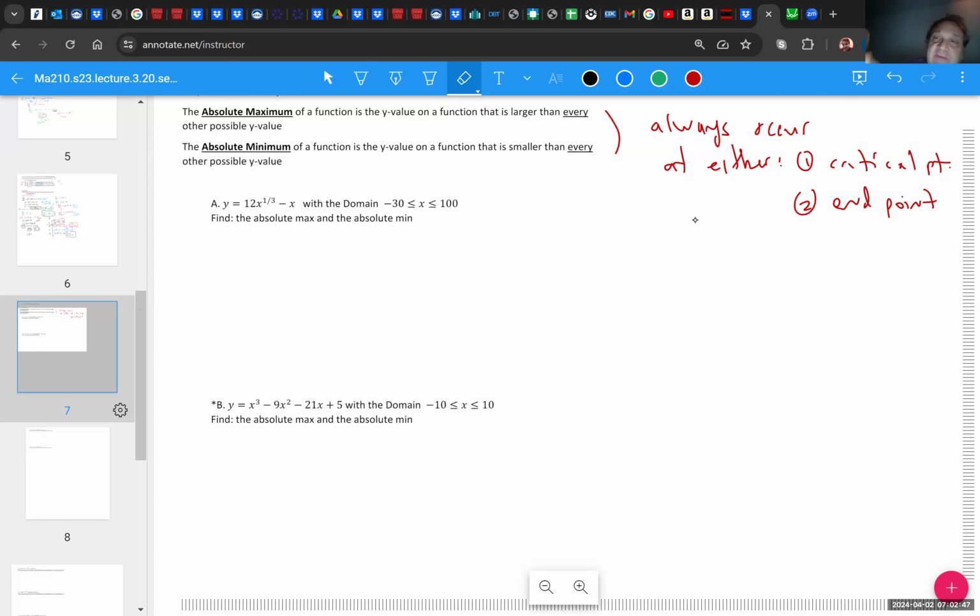All right, so I have this function here in example A. I'm going to find the critical points. I'm going to find the endpoints. These are all the endpoints. And of those critical points and endpoints, I know if it exists, my absolute max and absolute min are at one of those locations.